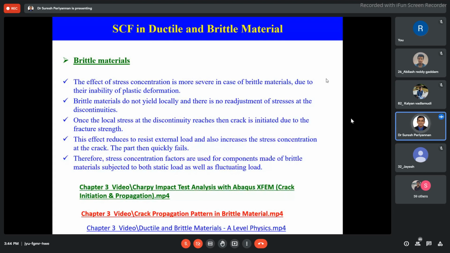without any notification, there will be a sudden failure. That is due to the inability of plastic deformation; the stress concentration is more severe in brittle material. Brittle material does not yield locally, and there is no readjustment of the stresses, because even ductile material tries to readjust when the load is applied, and tries to resist the load even though a crack is there.